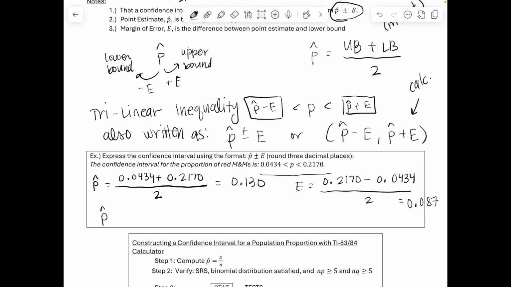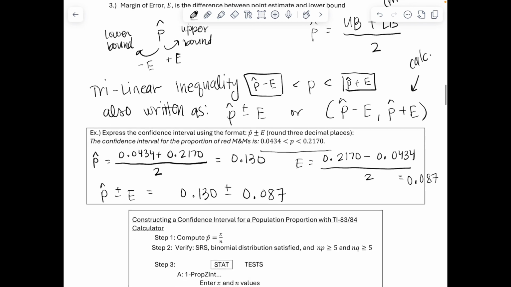And so to write our answer, I'm going to write p hat plus or minus E. So this is going to be p hat, which was 0.130, plus or minus E. And for this problem, we got E as 0.087.